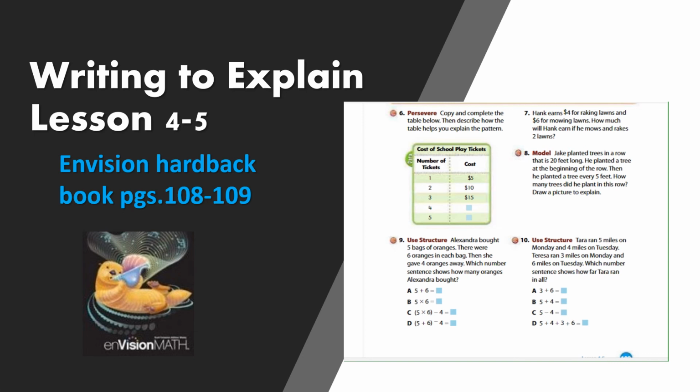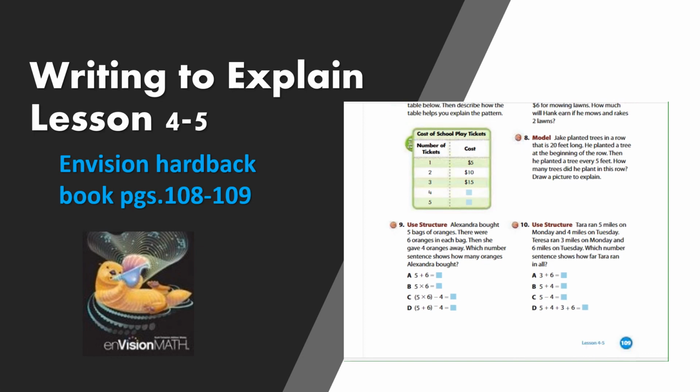And number 10, Tara ran 5 miles on Monday and 4 miles on Tuesday. Teresa, we have a new person, ran 3 miles on Monday and 6 miles on Tuesday. Which number sentence shows how far Tara ran in all? Again, pay very close attention to the question because it's asking about who? Tara, right. So we always have to make sure that we're paying attention to the question. The question is what we're trying to find. Yes, we have a lot of information in there. What do we know? However, we always have to think to ourselves, what is the question asking for?